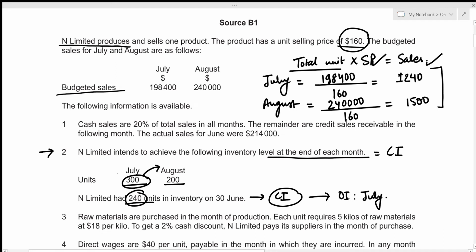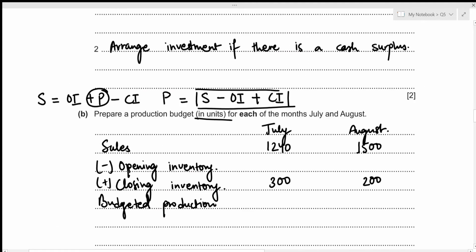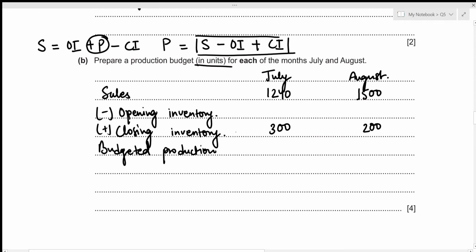Let's record these two units in our production budget. So the opening inventory for the month of July is the closing inventory for the month of June, which was given to be 240 units. And that's negative. So we will record this in a bracket indicating that this should be subtracted. Similarly, the opening inventory for August is going to be the closing inventory for July, which is 300. So that's 300 in a bracket.